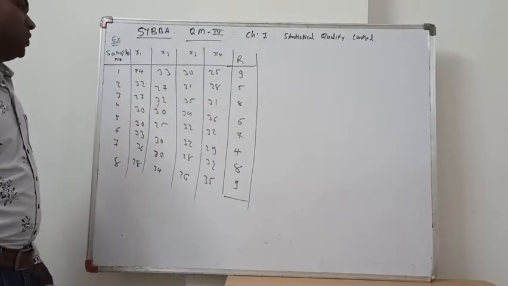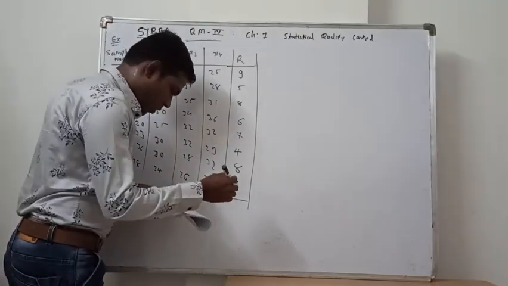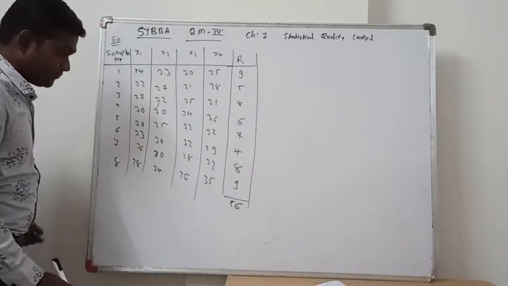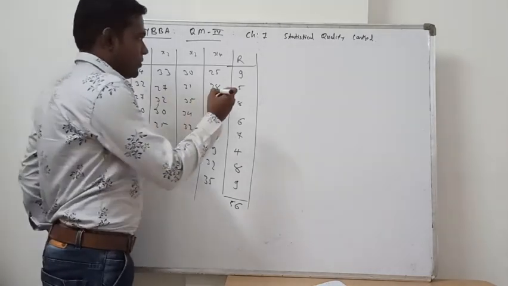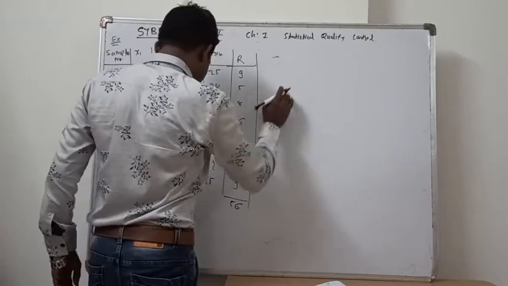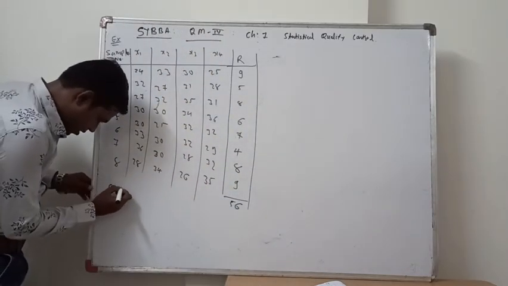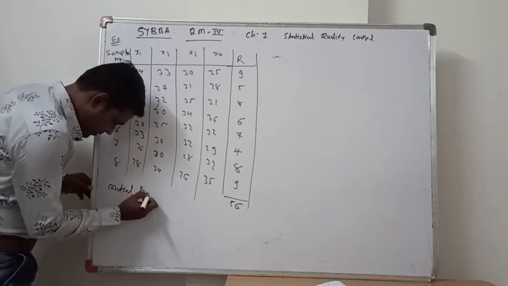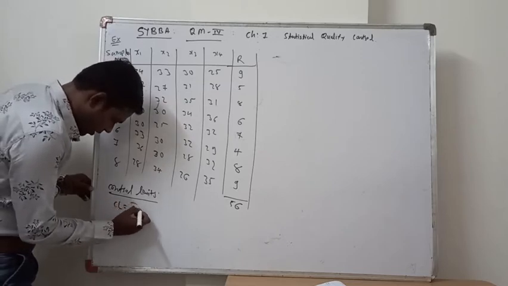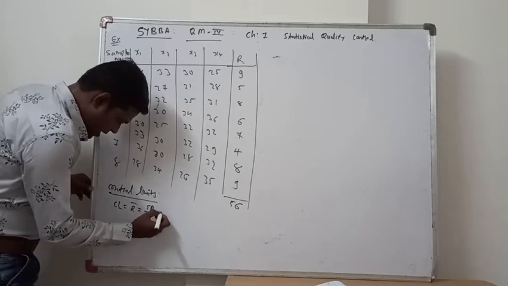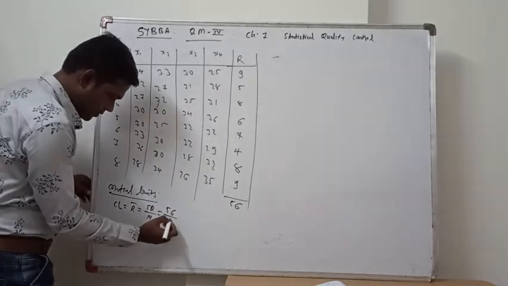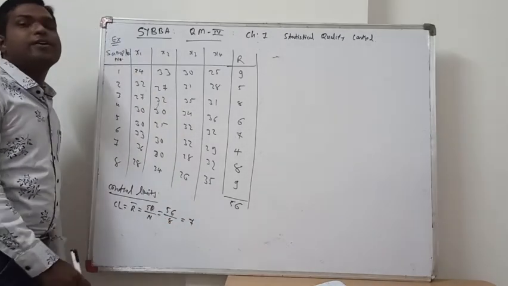Now we have to make the total of R. The total is 56. So now we have to find the control limits. Let me find the control limits over here. First we find the central line, that is R bar, which is sigma R upon n. Sigma R means total, that is 56 upon capital N. The number of observations is 8. 8 sevens are 56.